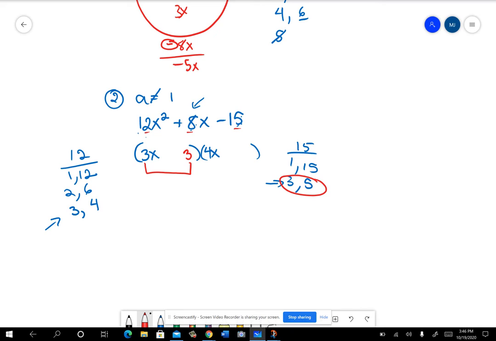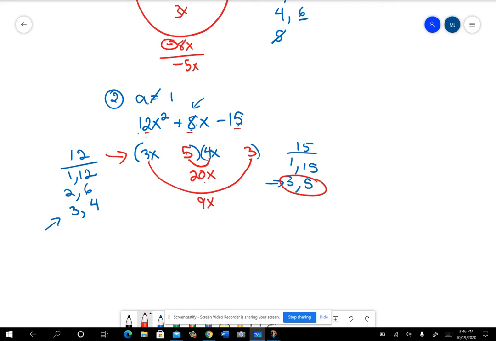So if I'm going to try the 3 and the 5, I'm going to put the 5 there and the 3 at the end. All right, so let me see if that's going to work. So now I'm checking to see if it's a good candidate. So 5 times 4x, that's 20x. This is 9x. And remember, what I'm doing here is really just based on what would happen if I were to FOIL out what I put. It has to wind up equaling the 12x squared plus 8x minus 15.